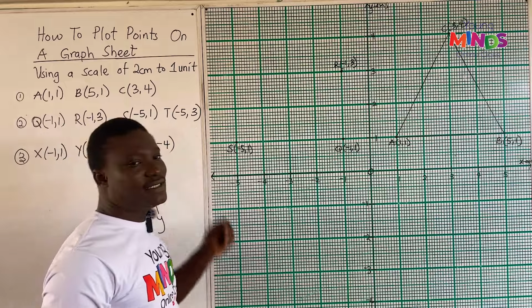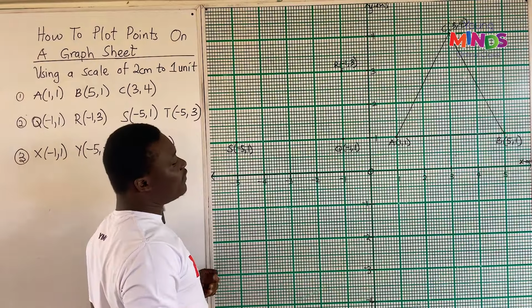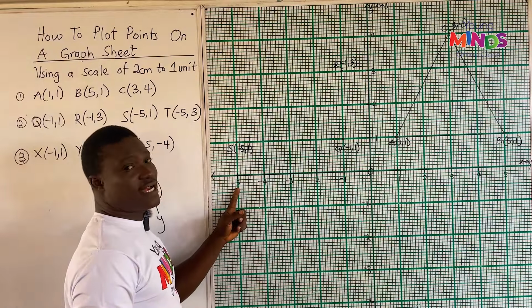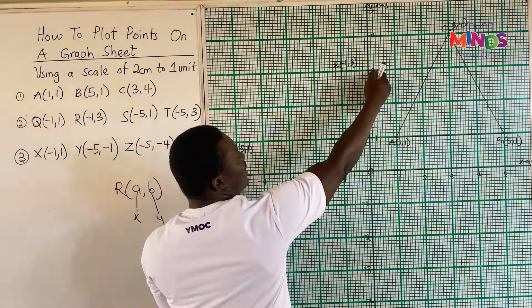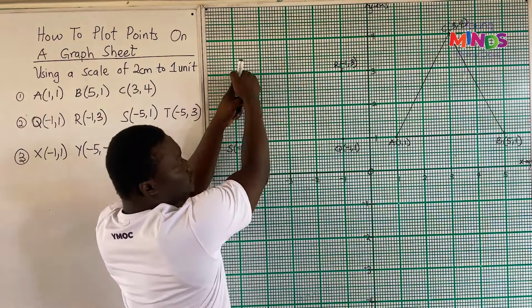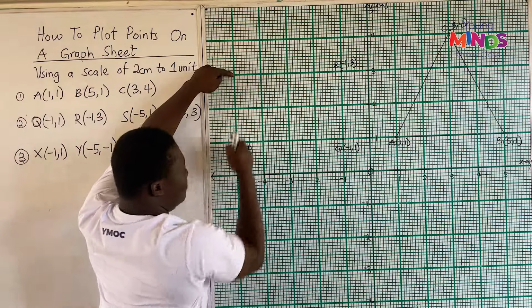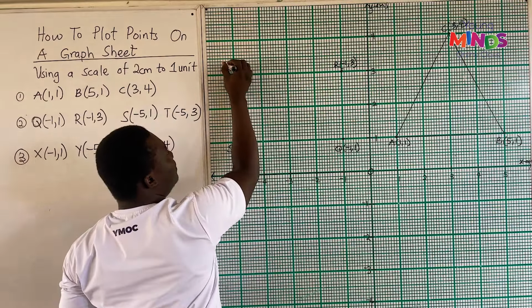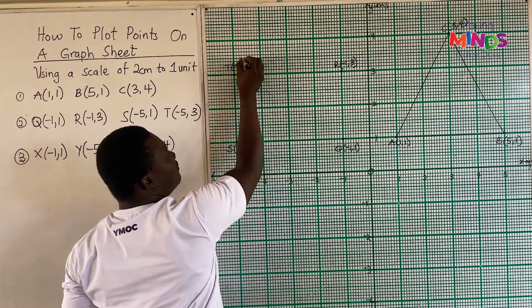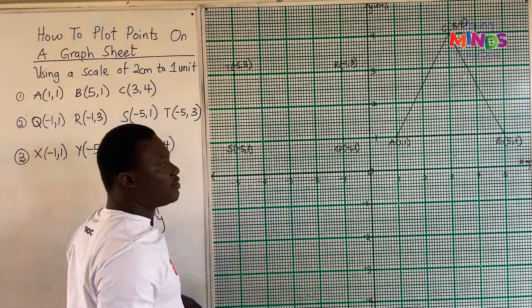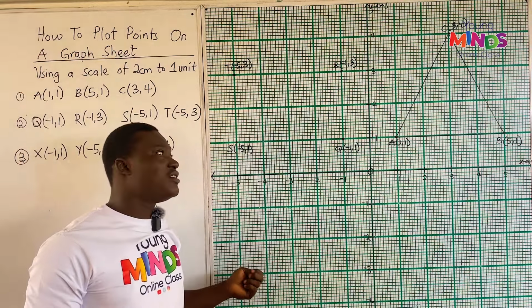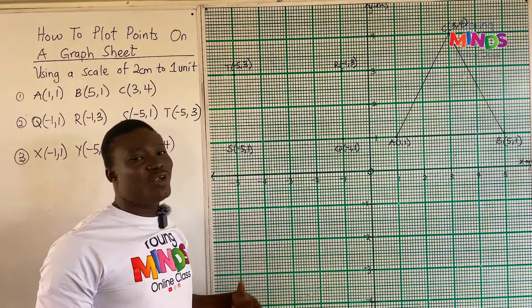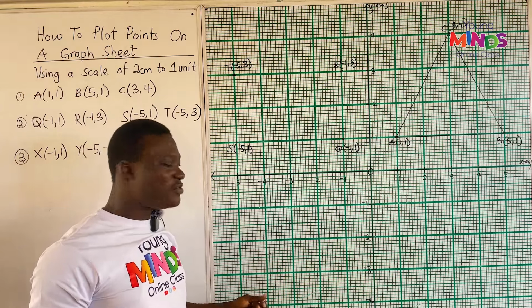Then our last point, T. Point T(-5, 3). Negative 5 on the x-axis, 3 on the y-axis. It will form here. Where the two lines meet, you put your point and label it T(-5, 3). You have finished plotting the points. By now, plotting points will be quite easy for you.